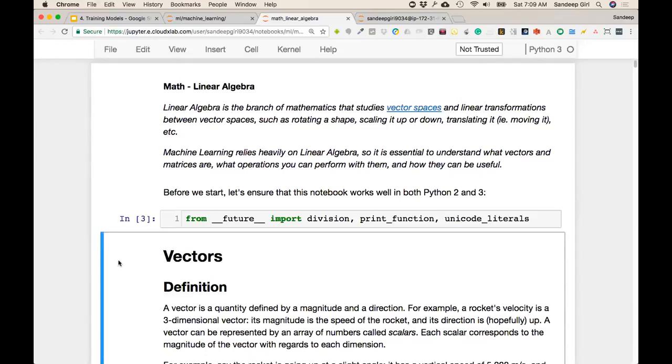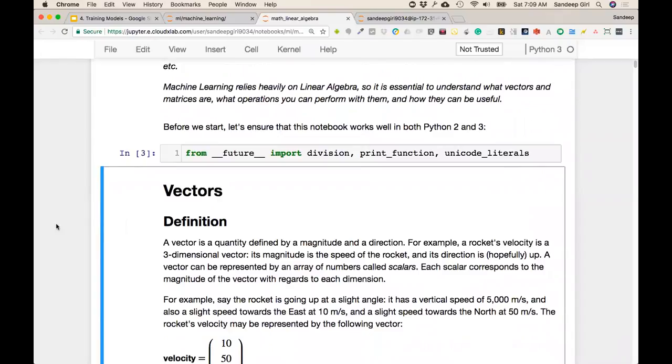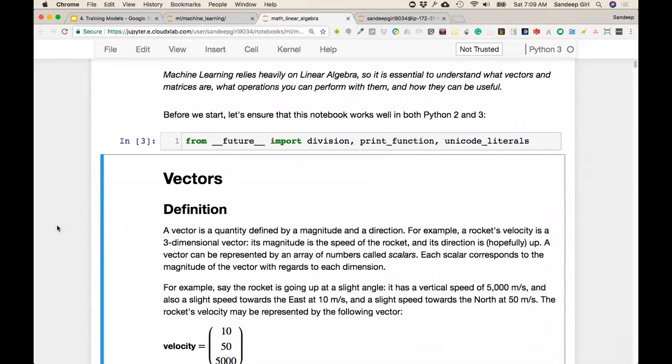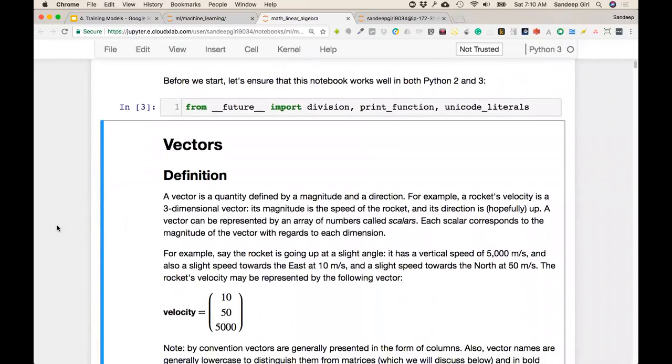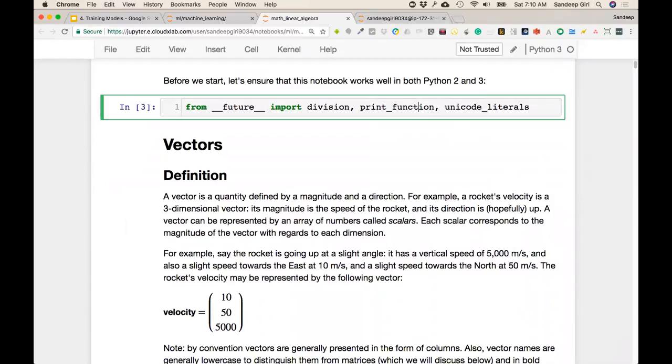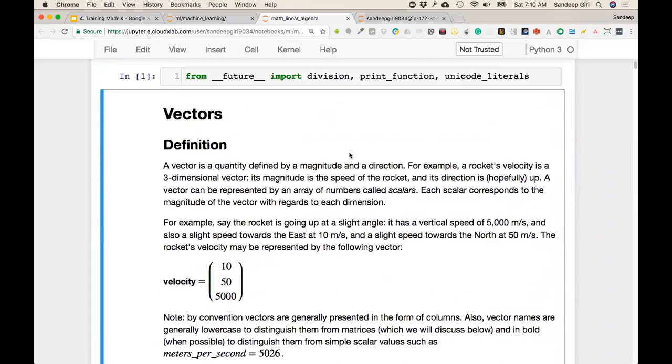In linear algebra, today we are going to manipulate lists of values, which is generally the matrix. For that, we did a brief session on NumPy and others. In machine learning, we rely heavily on linear algebra, so it's very essential to understand what vectors and matrices are and what operations you can perform. This is for making sure that the print function is available in both.